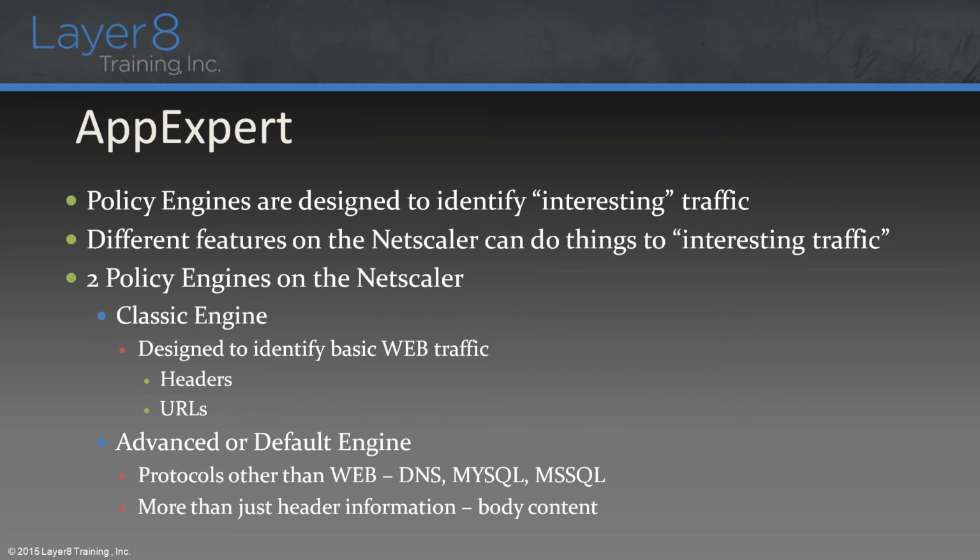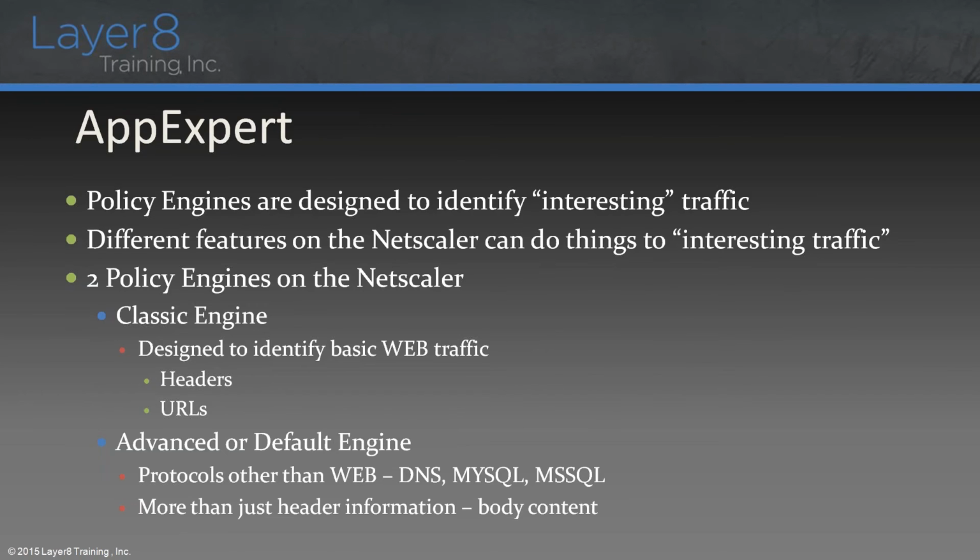And so you get the AppExpert policy engine. And what that means is we use policy engines to identify interesting traffic. Okay? Now, I go in and say interesting traffic, and we'll talk about kind of what that is here in a minute. But the idea is we use a policy engine to identify interesting traffic, and then we've got all sorts of different features on the NetScaler that can do things with interesting traffic.